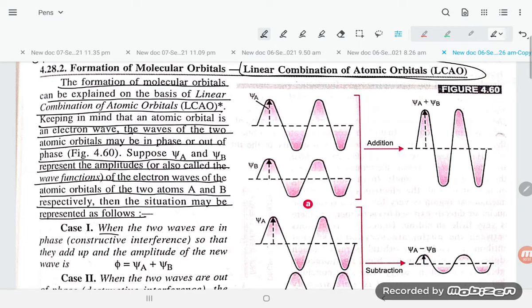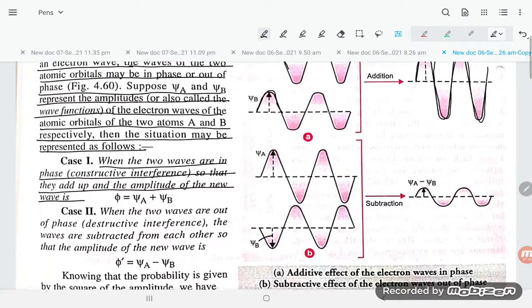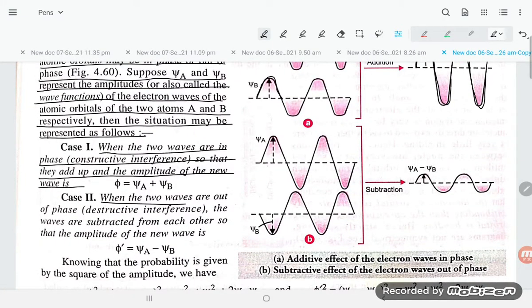When the two waves are in phase, that is constructive interference, they add up, and the amplitude of the new wave will be psi A plus psi B. Here both are in phase, starting on the same side, so the resultant is increasing. That is additive, or constructive, overlapping.